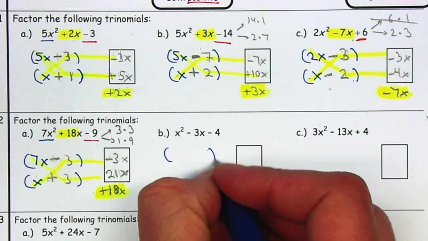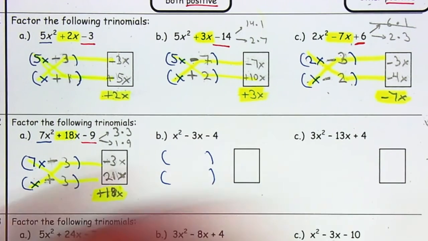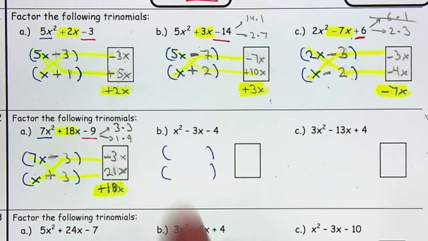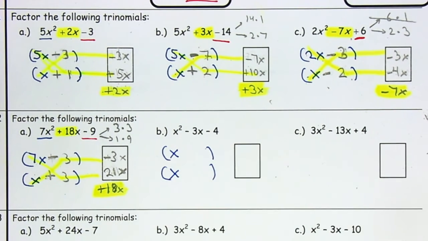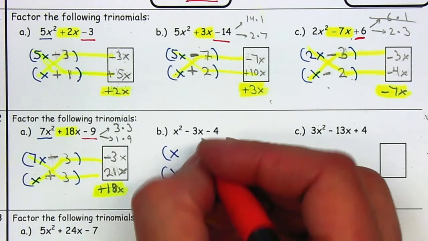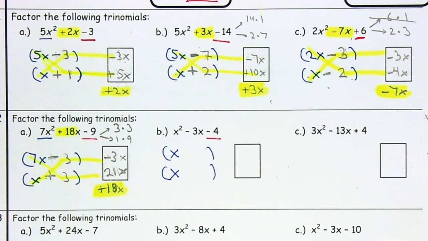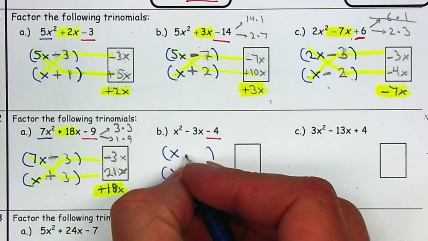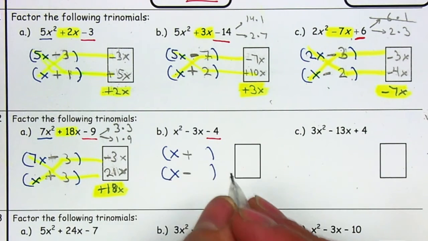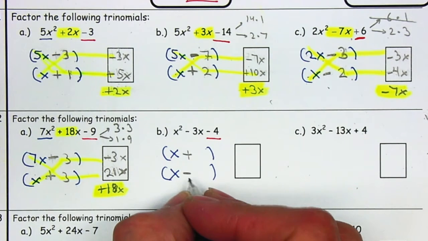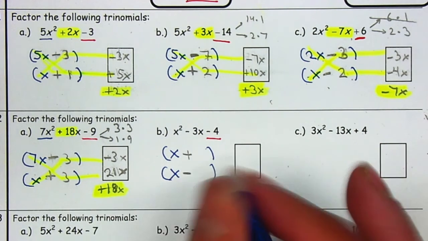Double parenthesis, I want to be able to factor it. Factors of x squared will be just x times x will give you x squared. What do we need to multiply together to give me a negative 4? Now the last term is negative, so one of them should be positive, the other one should be negative. Now if you want to make them the opposite, that's fine. If you want to place a negative on top and a positive on the bottom, it's not a problem.